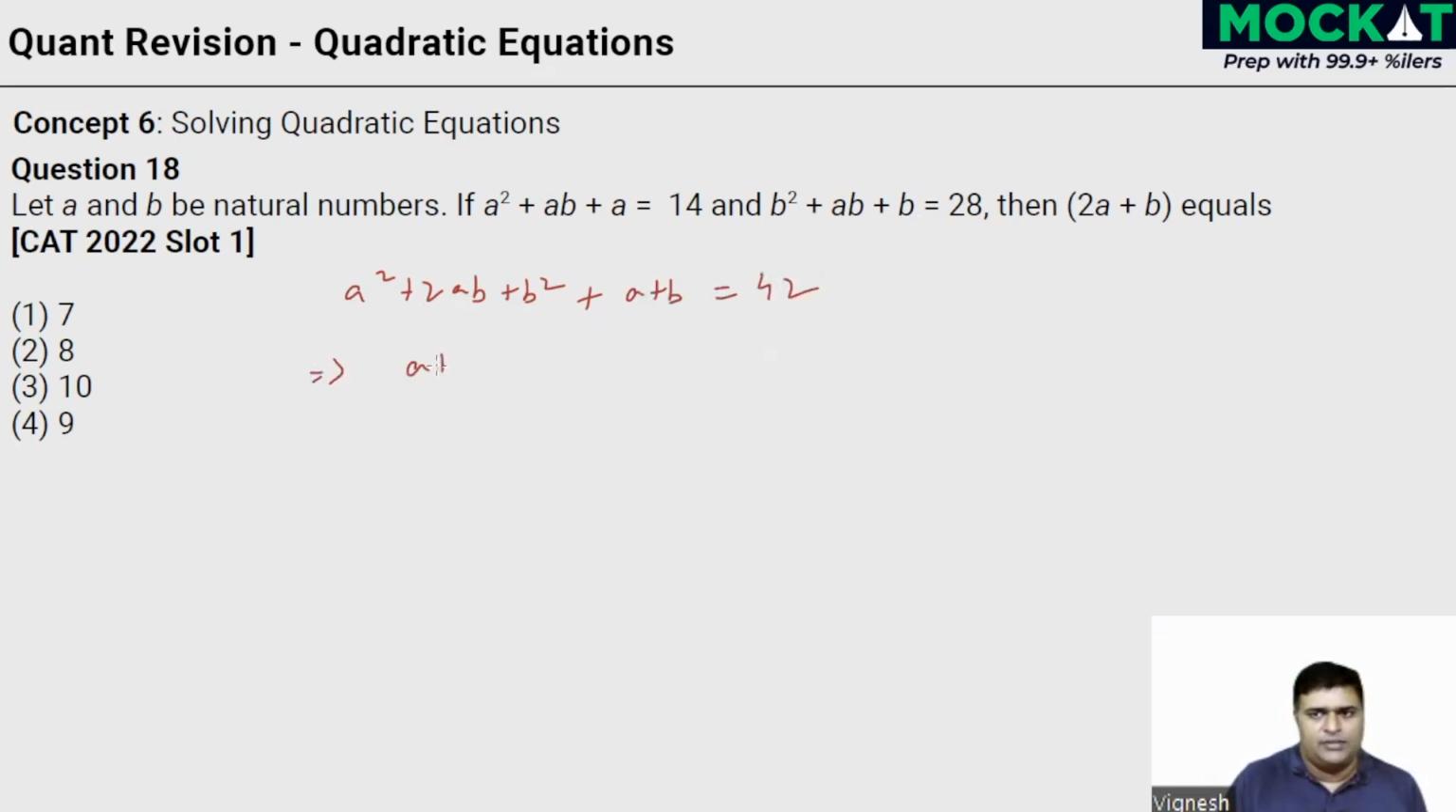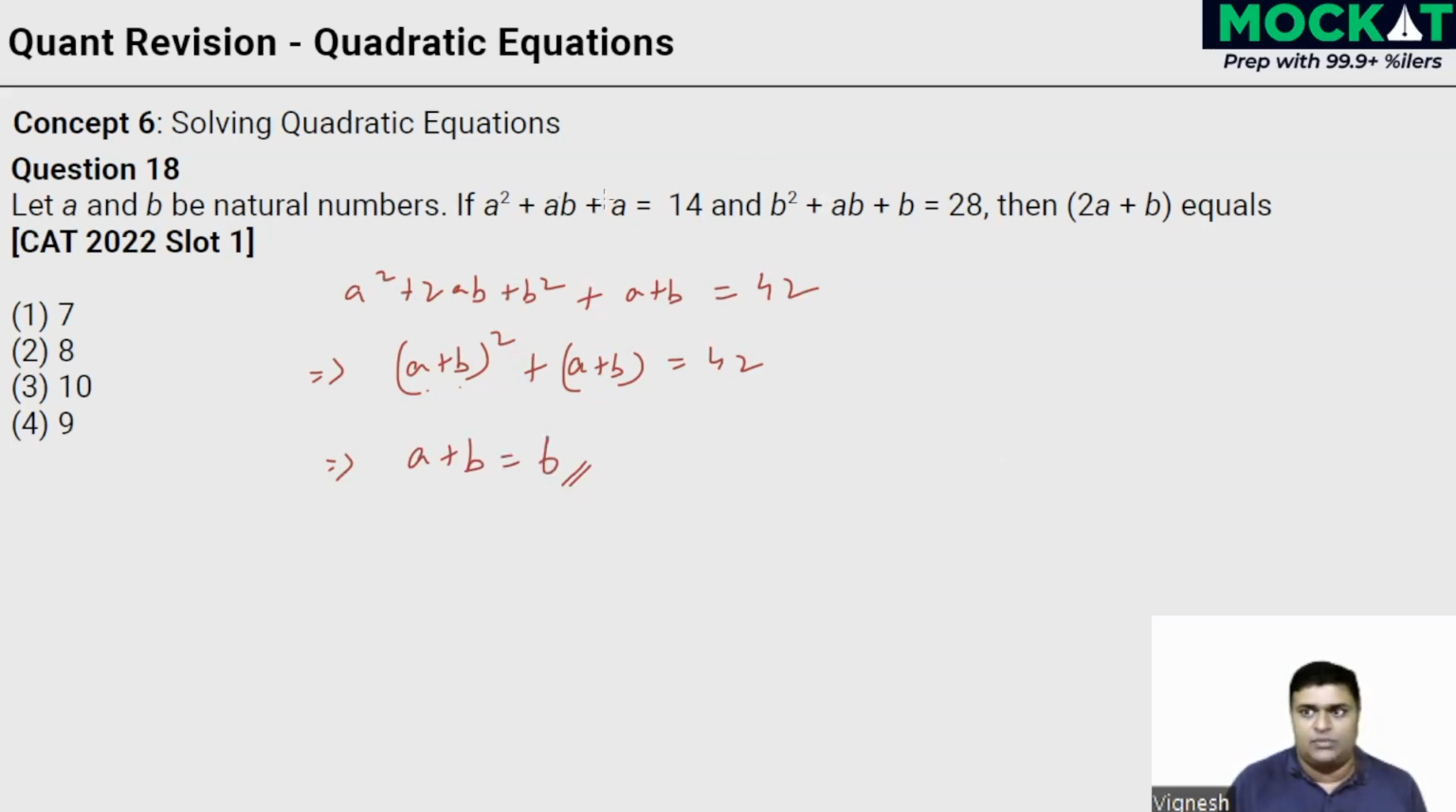And what are we going to get? a plus b the whole square plus a plus b equals 42. You can try in integer values if you want. 6 square plus 6 is 42, right? That itself will give us a plus b equals 6. That is working out over here.